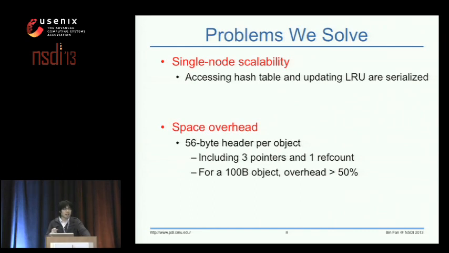Another problem we are attacking in this work is the space overhead problem. For each key-value object stored in Memcached, regardless of its size, 1 byte or 1 megabyte, a Memcached server will allocate a 56-byte header for the object. This header includes several 8-byte pointers and a reference count. If you want to store a 100-byte object, the storage overhead is going to be larger than 50%.